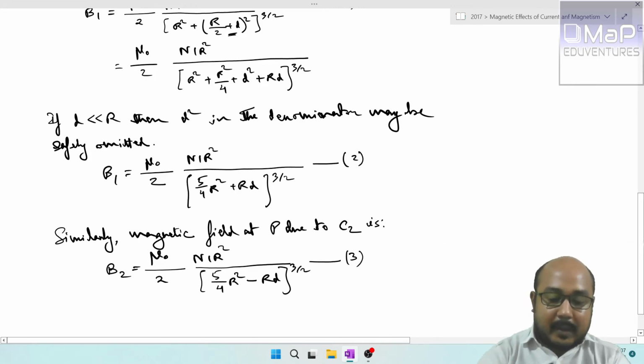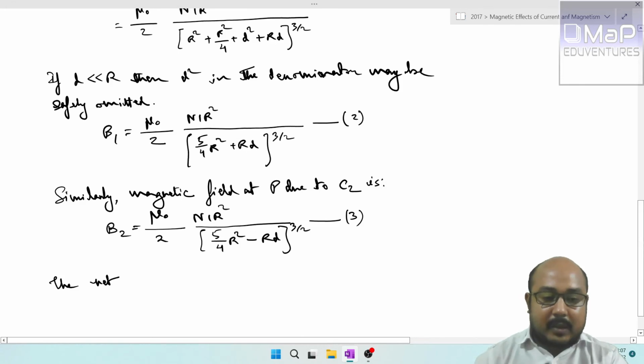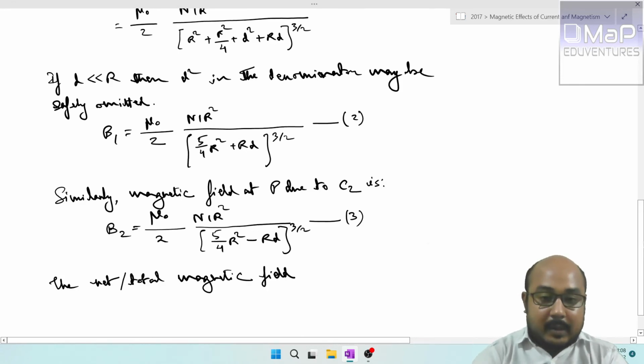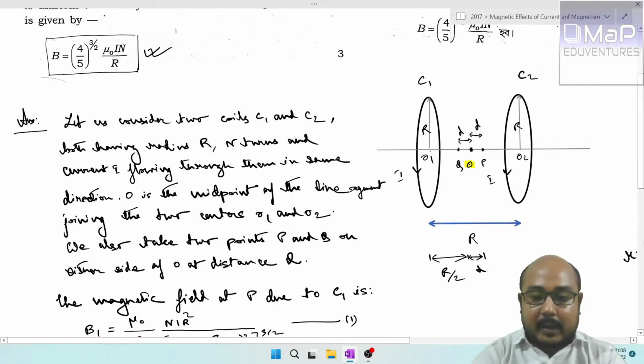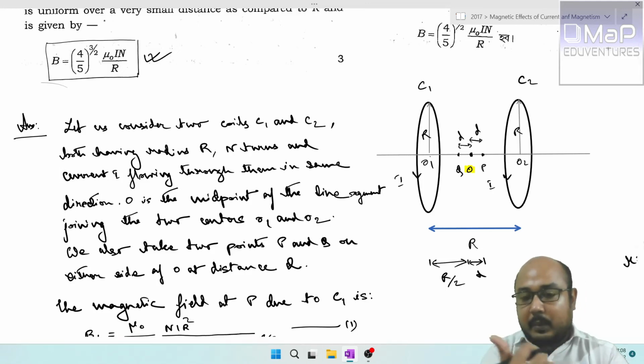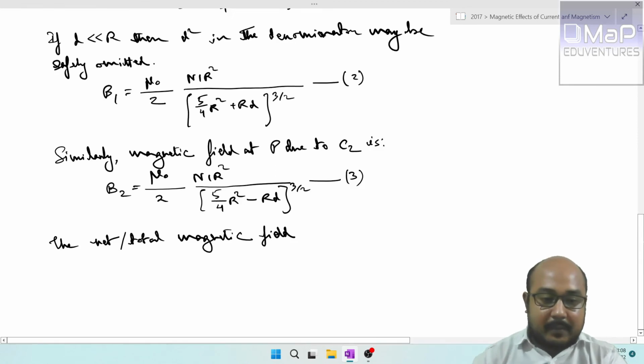So the magnetic field at P due to the two coils B1 and B2 ami eneke paiso. The total magnetic field kiman hobo? Because these two magnetic fields, if I come back to the diagram, the two coils have currents flowing in the same direction, that is the magnetic field at P, both B1 and B2 have the same direction. So ami duta add korile total magnetic field ta pam, it is B equal to B1 plus B2.